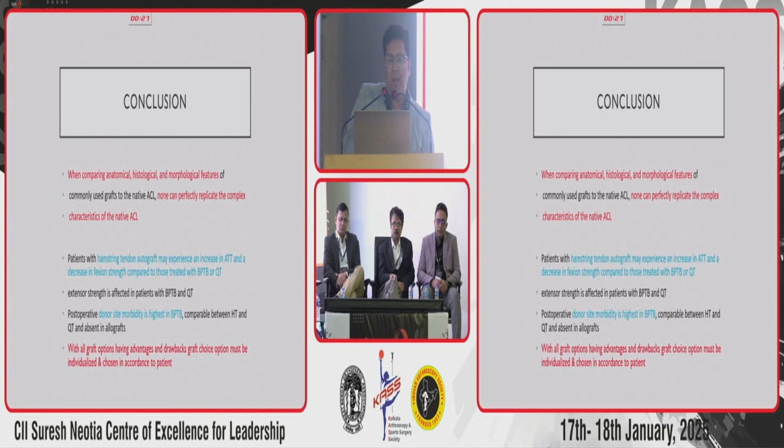In conclusion, comparing the anatomy, histology and morphological features, none of the donor grafts can perfectly replicate the complex characteristics of the God-gifted native ACL. But with all graft options having advantages and drawbacks, the graft choice must be individualized and chosen in accordance with the patient and the surgeon's expertise.